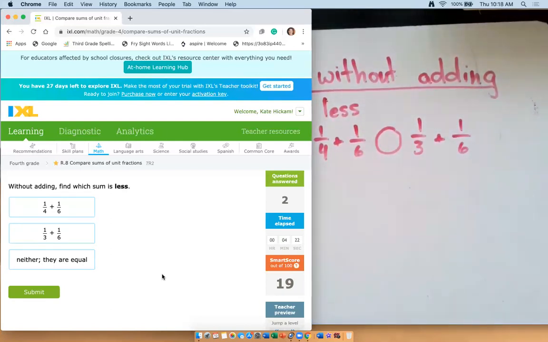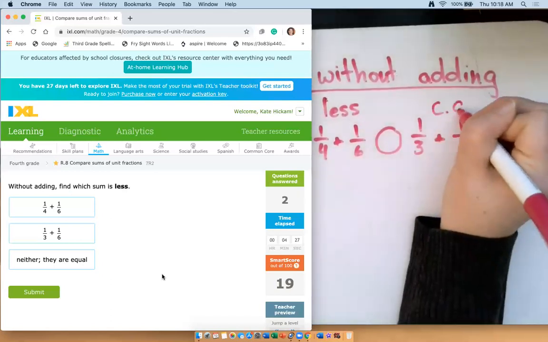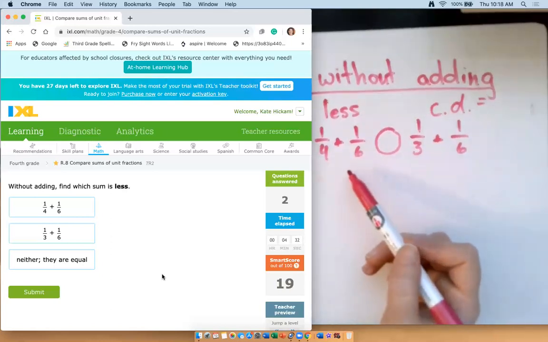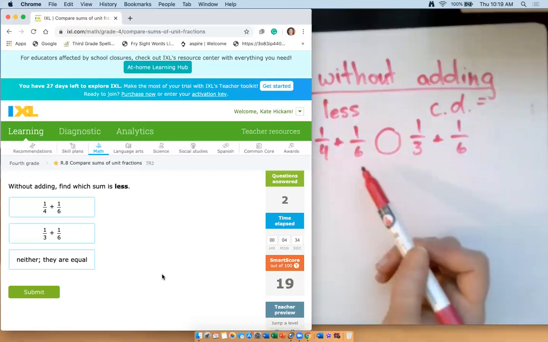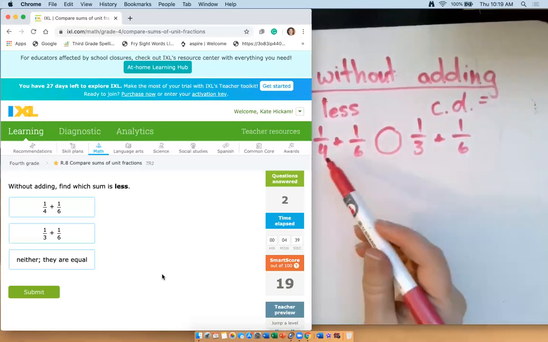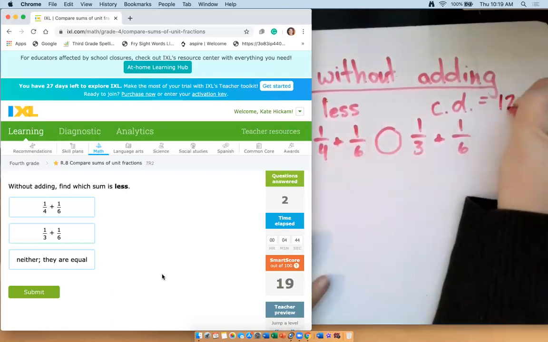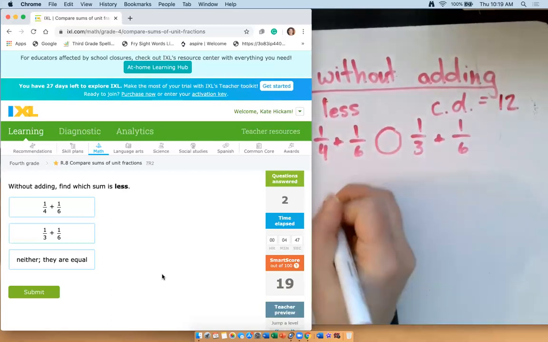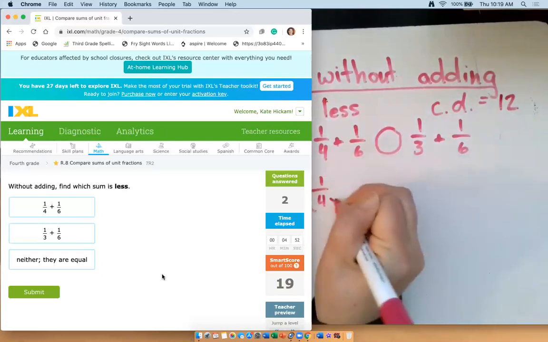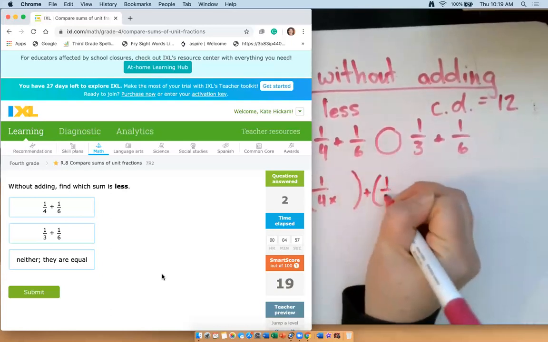Well, I need to go ahead and find what my common denominator is. So I'm looking for a common denominator. Does 4 go into 6 evenly? No. Okay, so what's something that both 4 and 6 go into evenly? Well, 6, 12, 4 goes into 12. Okay, does 3 go into 12? 3 goes into 12. So 12 is going to be my common denominator. So I need to figure out what I'm going to do to each of these fractions to make the denominators equal 12.